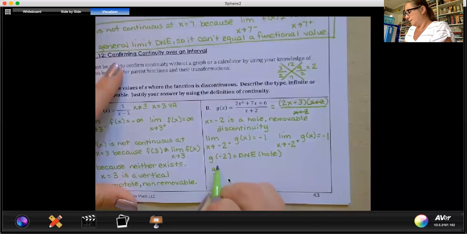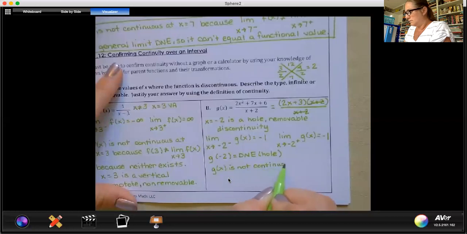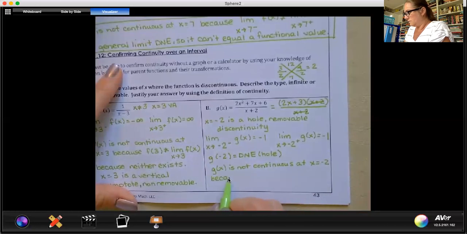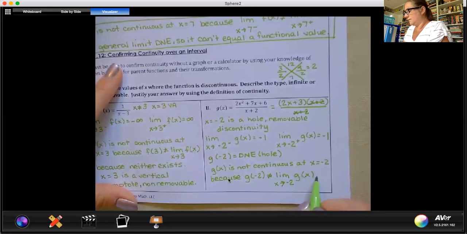So g of x is not continuous at x equals -2 because g of -2 does not equal the limit as x approaches -2 of g of x.